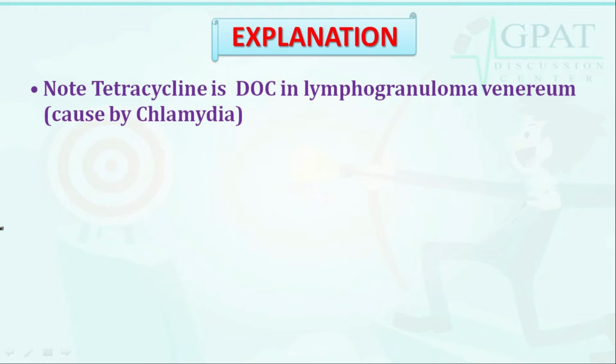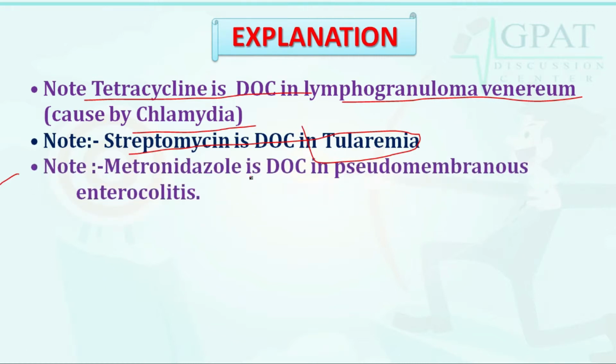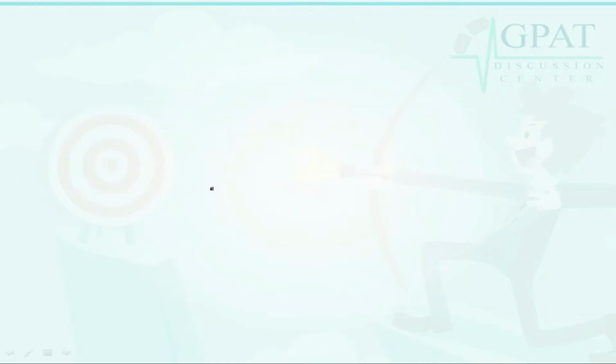Let's discuss in detail that tetracycline is the drug of choice in lymphogranuloma venereum caused by chlamydia, whereas streptomycin is the drug of choice in tularemia, and metronidazole is the drug of choice in pseudomembranous enterocolitis, which is asked in the question. So the correct answer is metronidazole. So this is all about this.